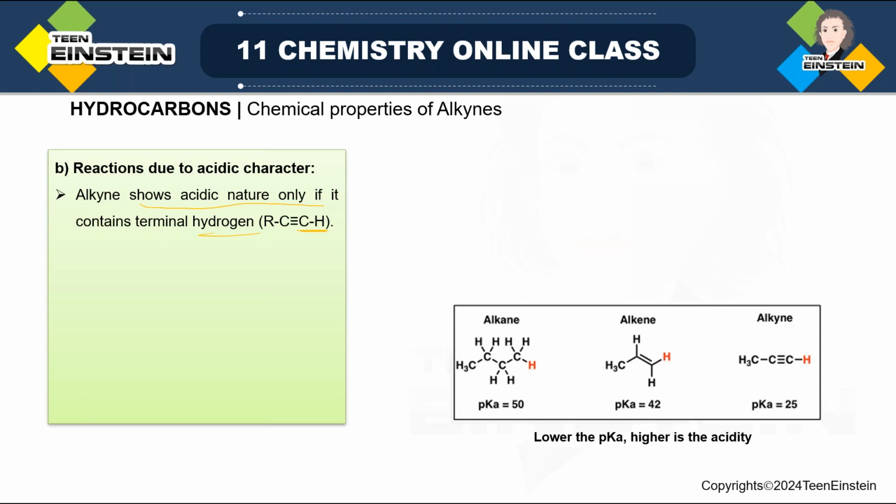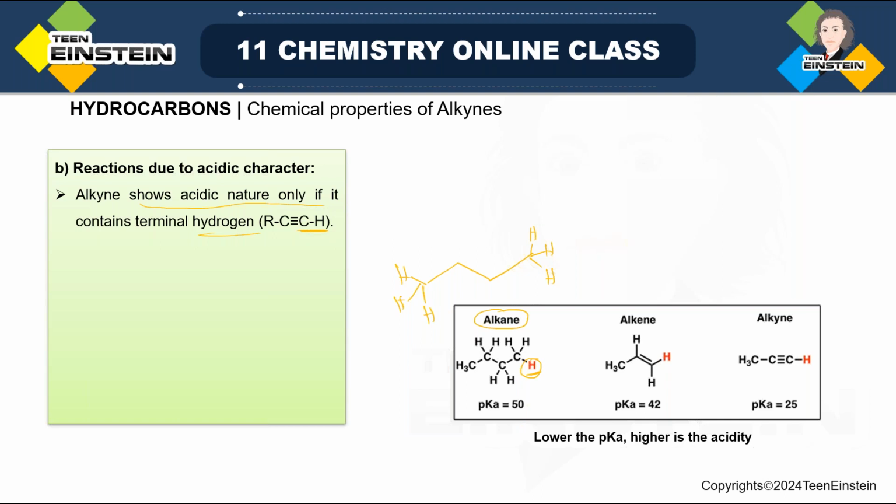So here you can see we have taken one alkane. Which alkane is it? It is basically 1, 2, 3, 4, butane. In butane, consider any of these three terminal hydrogens on this side or this side, shown in red color. For this hydrogen, the pK value is 50.